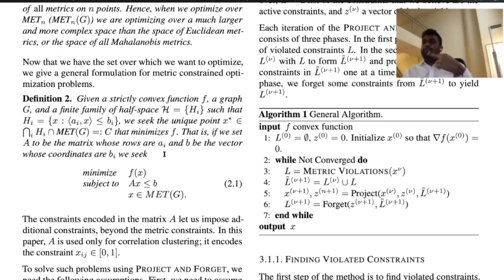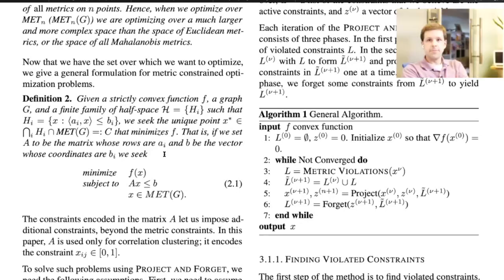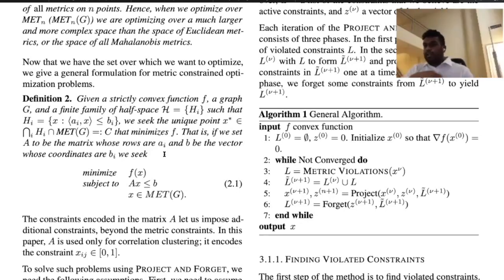So there are two things. One, we can now solve a slightly different, bigger class of problems, where you only want to learn a metric on a graph instead of a metric on everything.